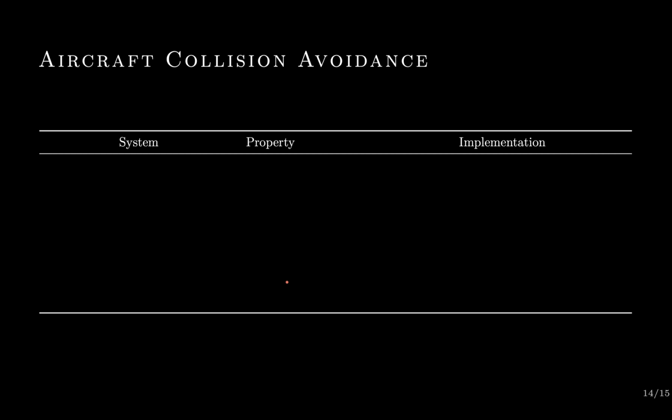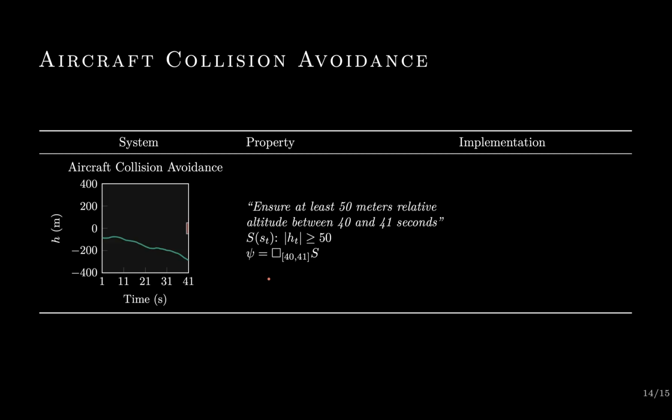And then lastly, the collision avoidance problem says that we ensure at least 50 meters of relative altitude between the last time steps here, at 40 and 41 seconds. So here we can actually use a time interval between 40 and 41. And so the idea is we are always greater than an absolute relative altitude of 50 meters between time steps 40 and 41, and we can see how that's defined in the code.